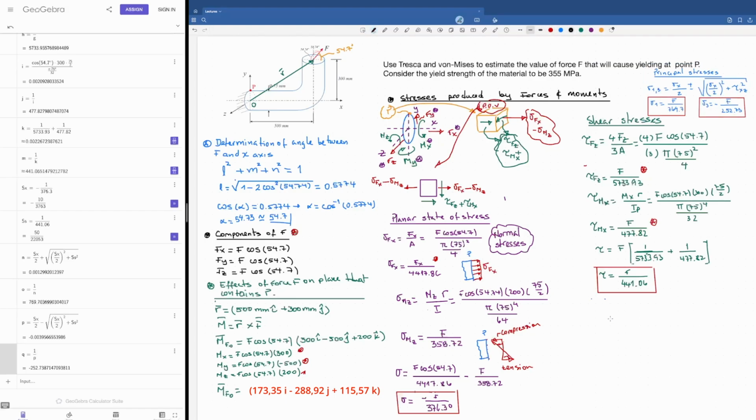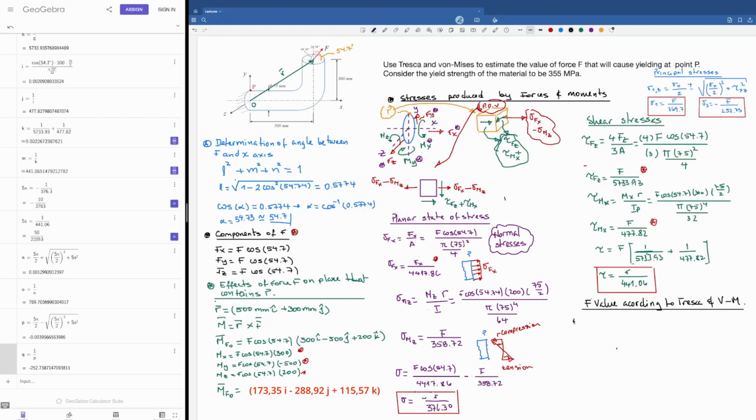Because here I want to calculate then the F value according to Tresca and von Mises. I'm going to call von Mises like this. Then what Tresca says is that you need to compare, let's say, your yield strength with the maximum shear stress on the element calculated using the principal stresses, and that is a simple comparison of this.